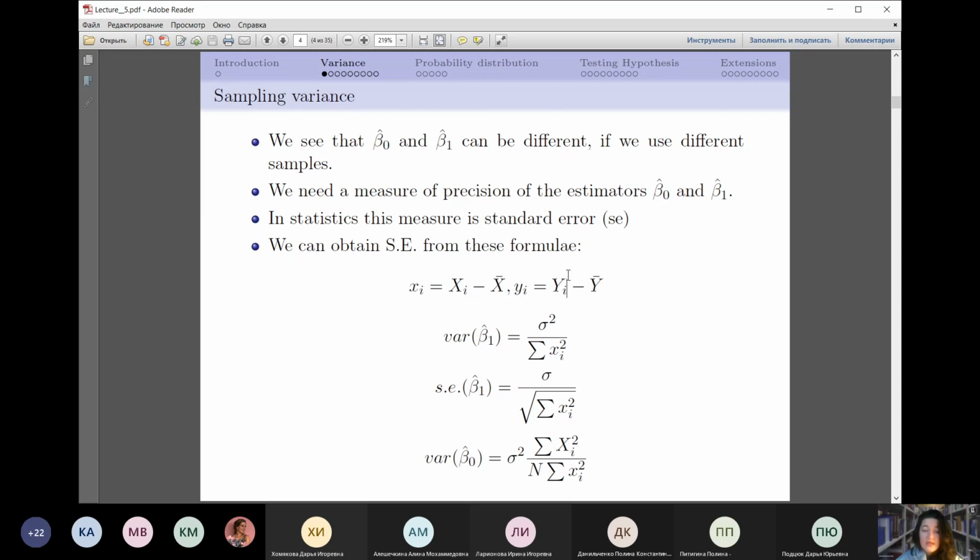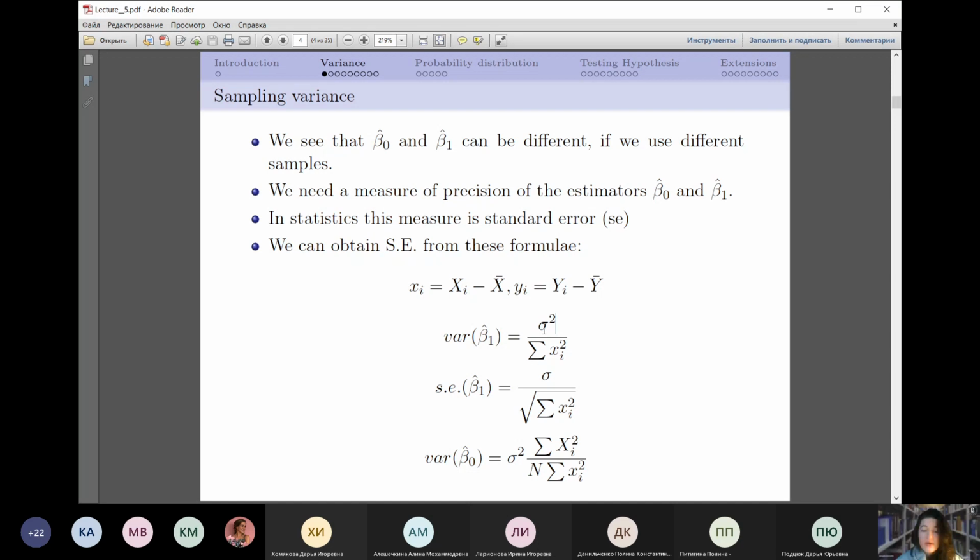So the variance of a random variable is the average of the squared distance between the possible values of the random variable and its mean. Let's use this definition to write the difference for variable x, and let's write variable y also through the difference between the observed value and the mean value. If we use this notation, the formula of the variance of our slope will look like this.